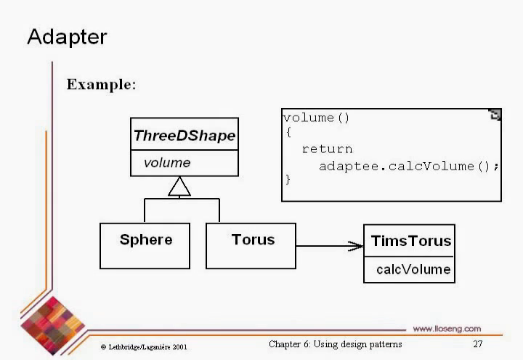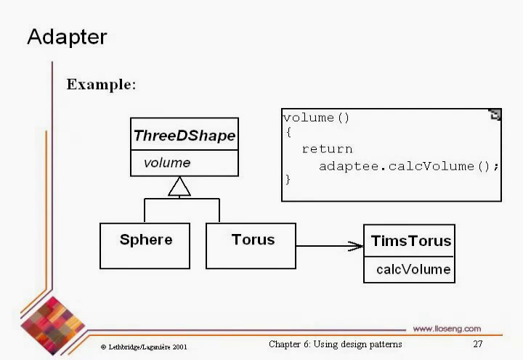Okay, so here's a real example of adapter. In this case, I'm building a hierarchy of three-dimensional shapes. We've already seen two-dimensional shapes earlier on in the course. Now here's three-dimensional shapes. Three-dimensional shapes have volume. We can calculate the volume of a shape, given its various dimensions. And the algorithm for calculating volume is going to be different depending on the shape.